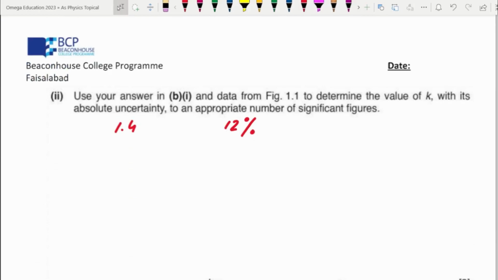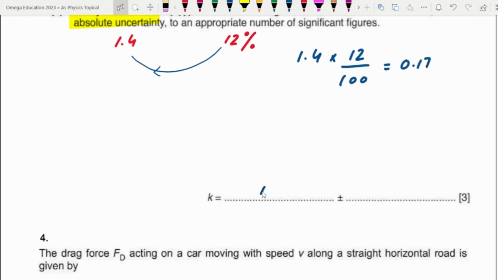But we need to find the absolute uncertainty. It's mentioned in the question. So you can't leave your answer like this. So all you gotta do is find how much 12% of 1.4 is. How do we do that? Simple mathematics. 1.4 times 12% means 1.4 times 12 divided by 100. So if you hit it on the calculator, you'll be getting 0.17. So you write your final answer as 1.4 plus minus 0.17.